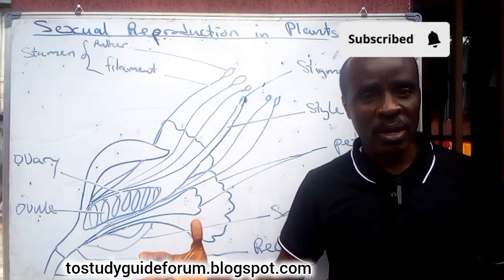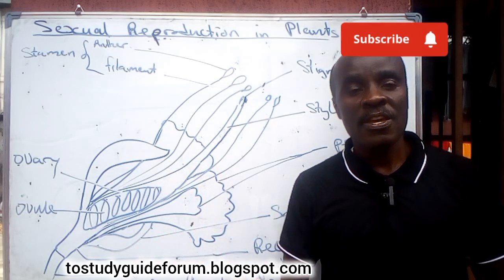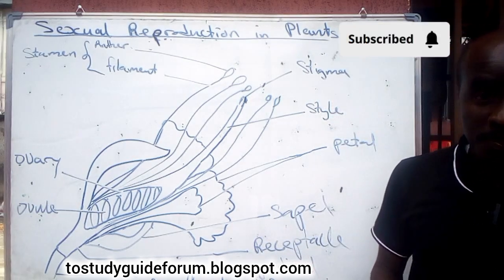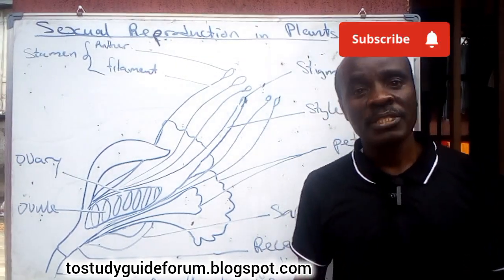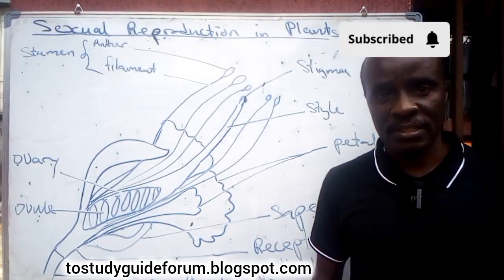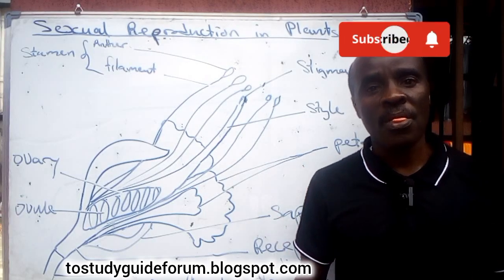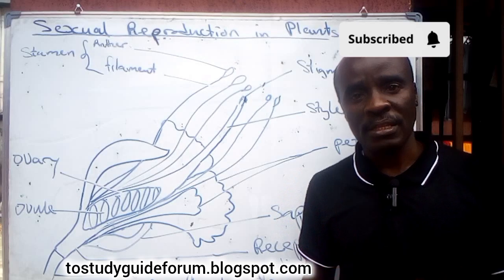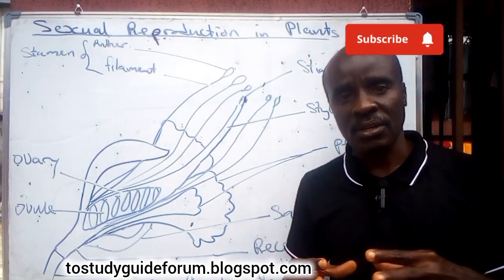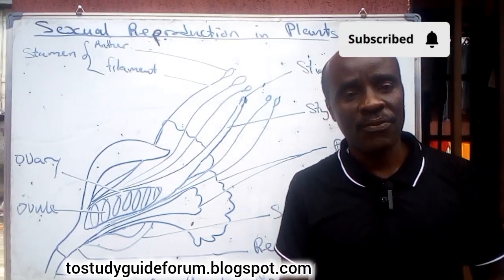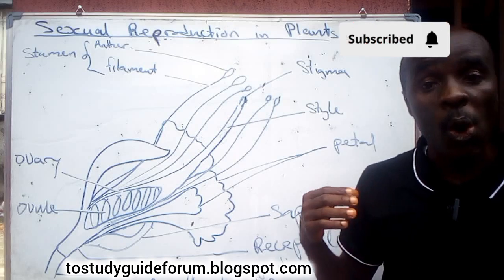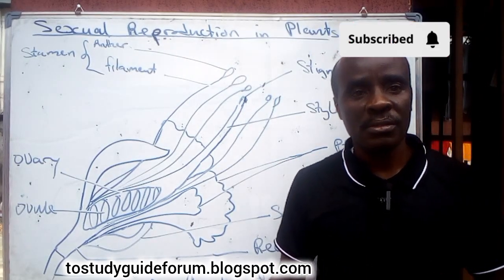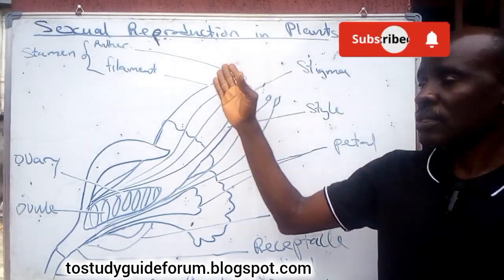Now, what is this sexual reproduction in plants? Sexual reproduction is the process whereby the male gametes or sex cell fuse together with the egg or the female gamete or female sex cell. Once they fuse together, they form what we call embryo or a zygote. So once this thing is done, it says what?